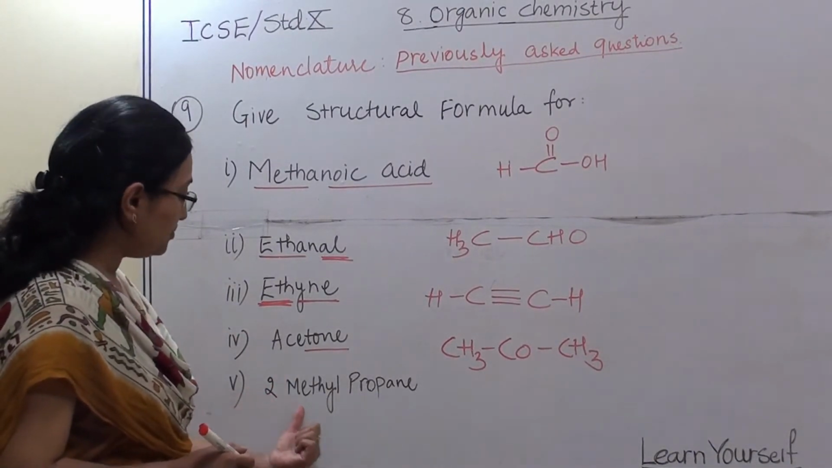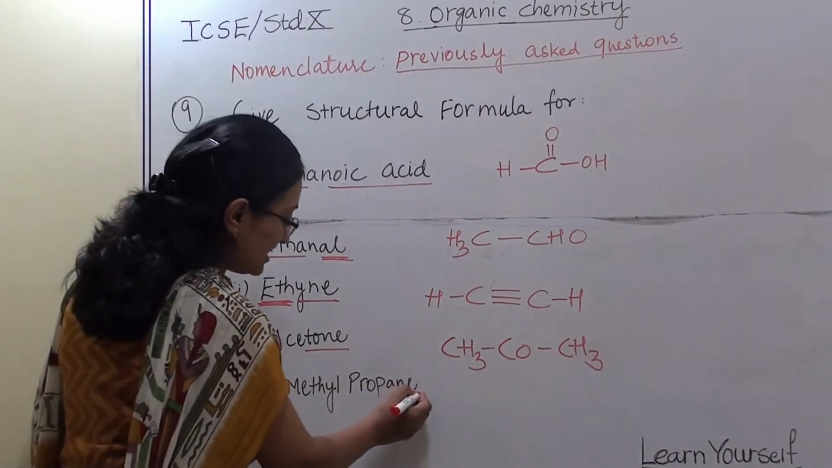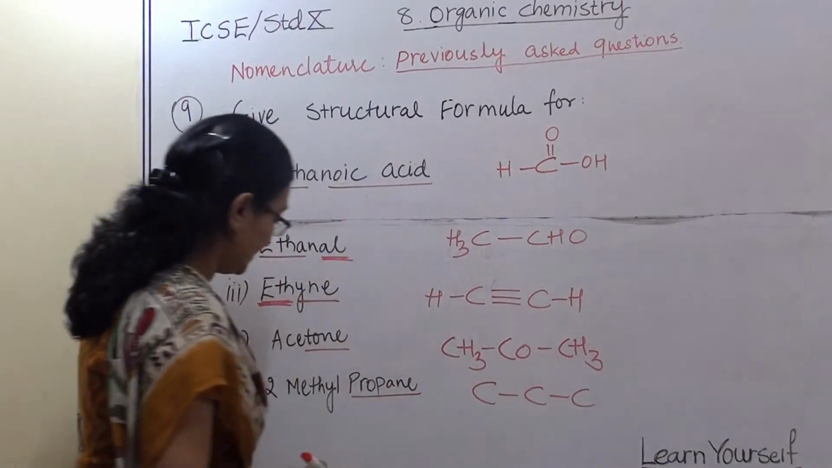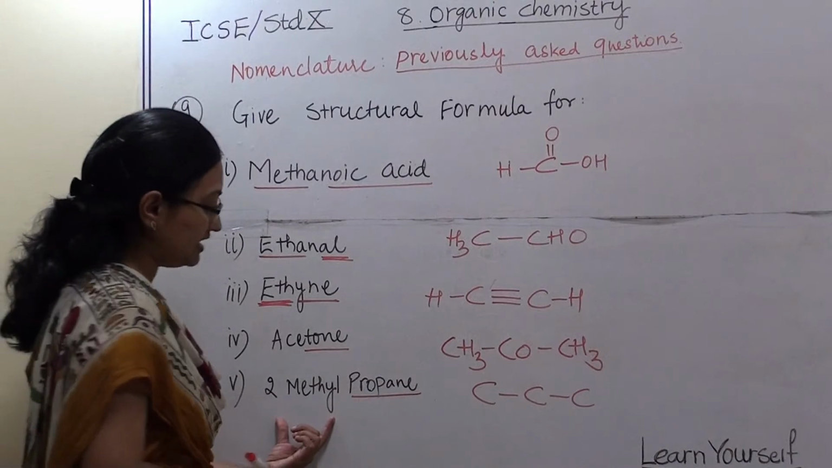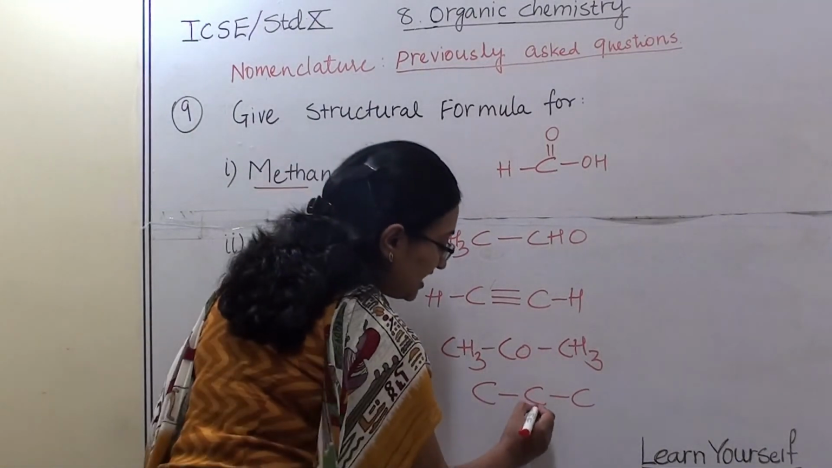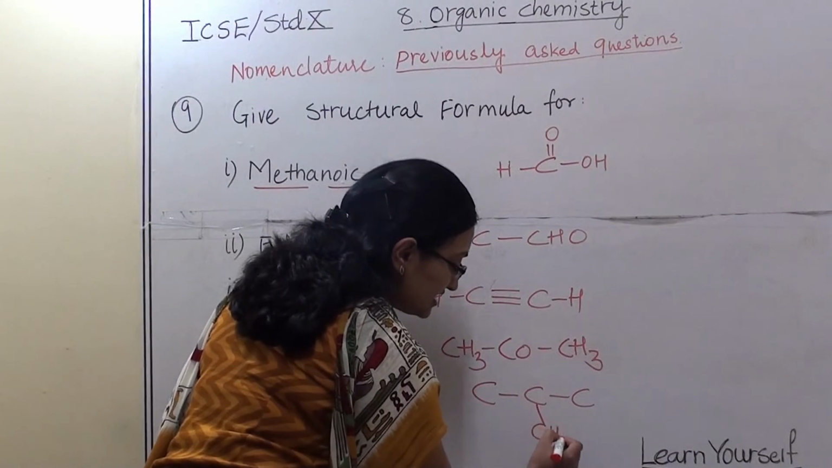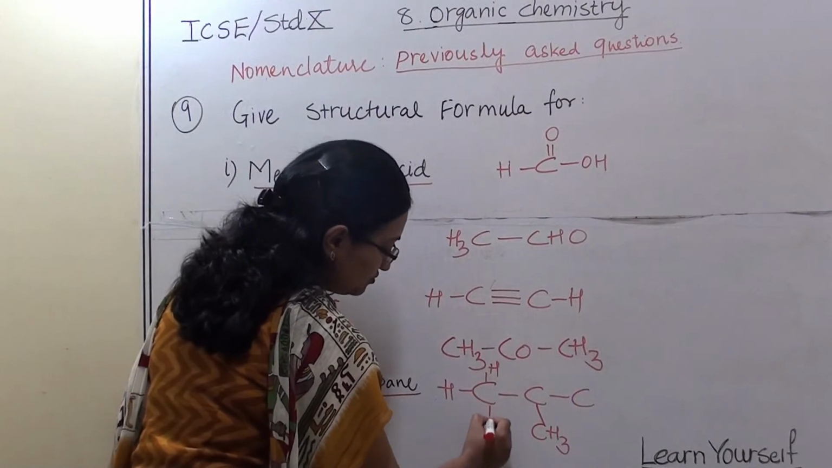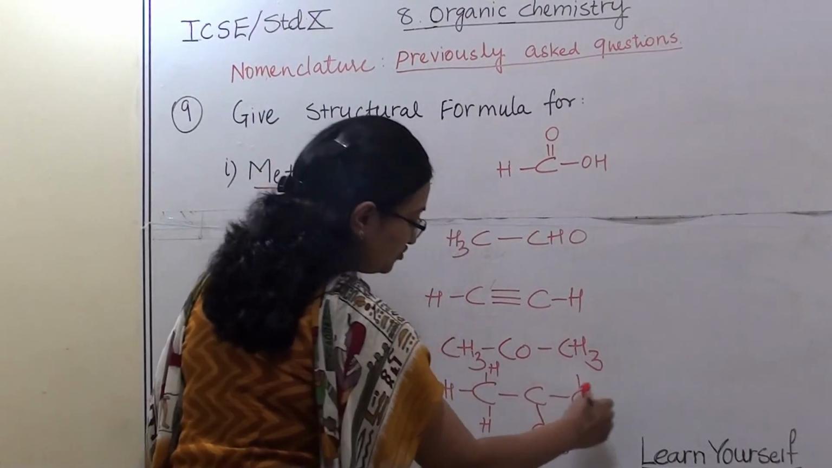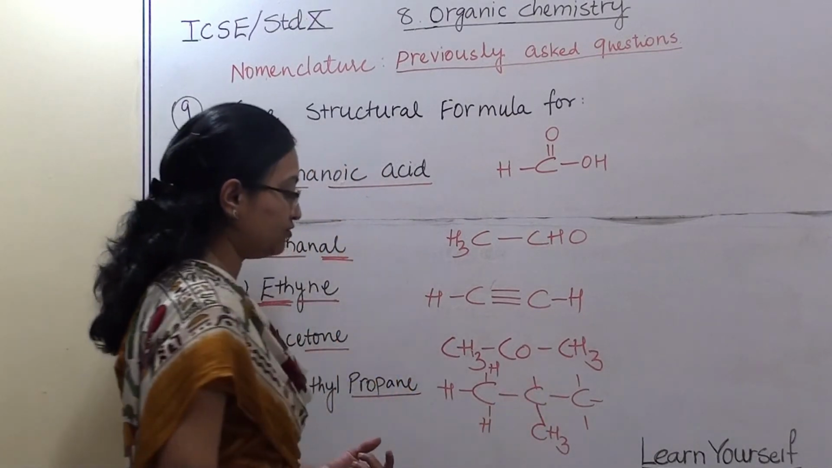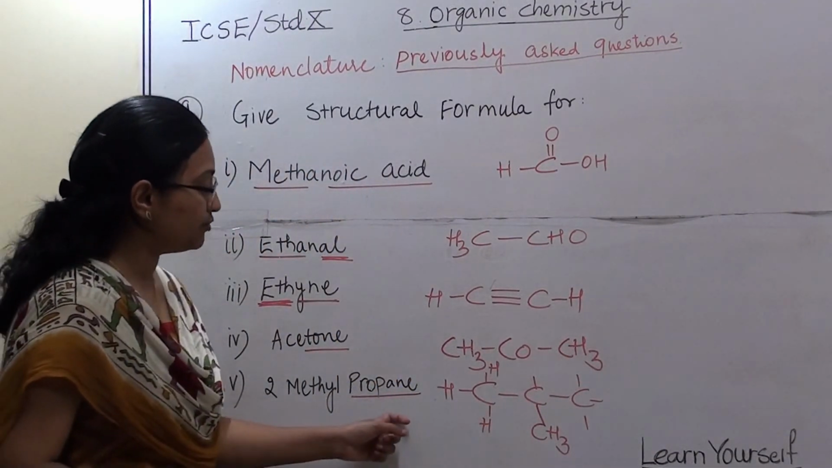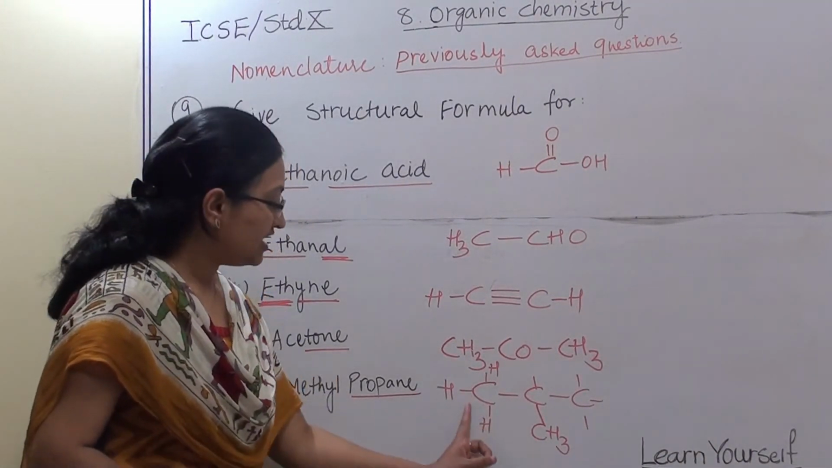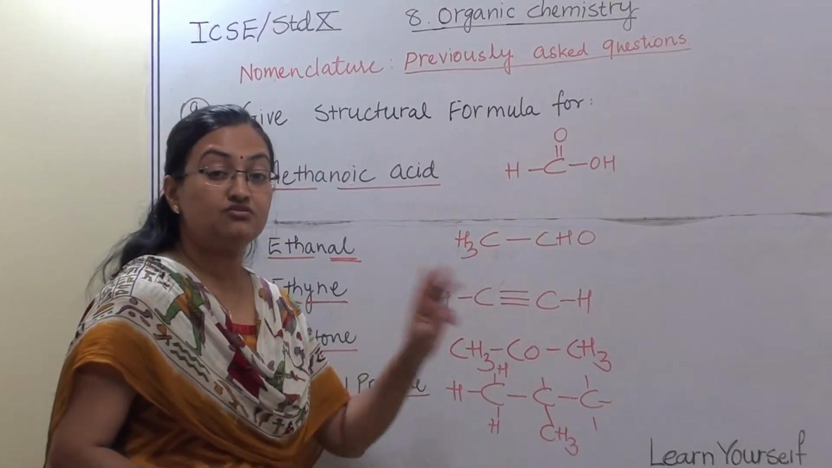Now the fifth one, 2-methyl propane. Here we first identify the carbon chain. It is propane, so 3 carbon atoms should be there, and there is a 2-methyl. 2-methyl means 1 methyl group is attached on the second carbon. The rest we have to fill with hydrogen. So this 3 hydrogen, and here 1 more hydrogen will come. So this is 2-methyl propane. This is first and second. This is the second carbon where the methyl group is attached, and the other 2 carbons will be attached with 3 hydrogens each.